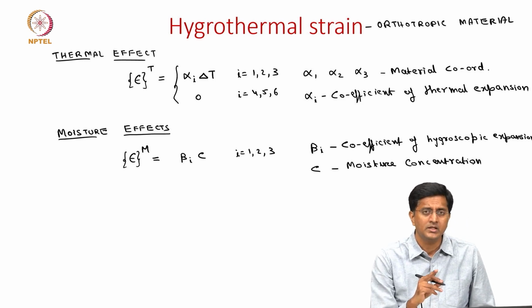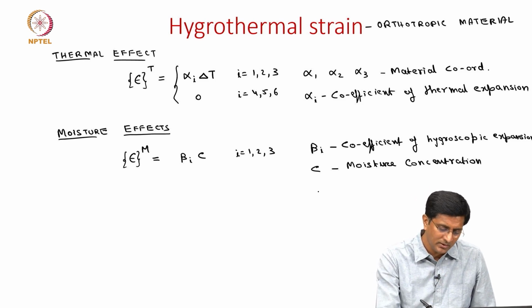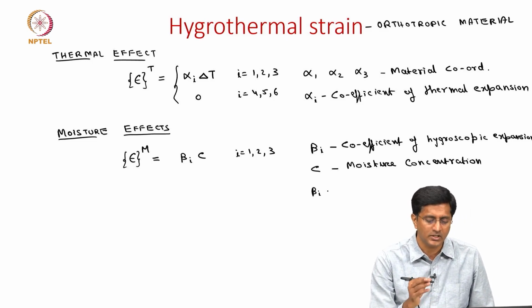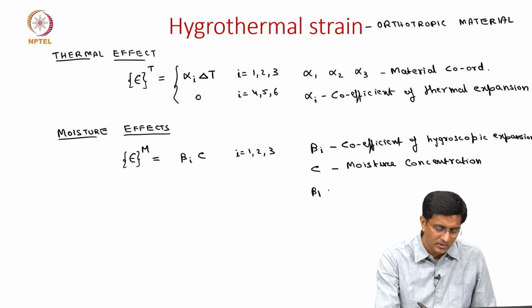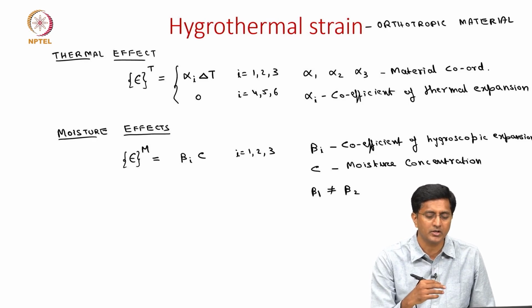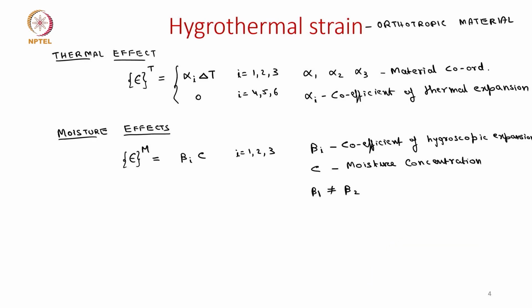Again we can see that there is a subscript I, meaning that your beta I, the coefficient of hygroscopic expansion in direction 1, can be different from beta 2, which is the coefficient of hygroscopic expansion in the perpendicular direction, perpendicular to the fibers. But if you are talking about a transversely isotropic material, then we can say your beta 2 and beta 3 could be the same. But this happens, as we are mentioning, only for a transversely isotropic material.